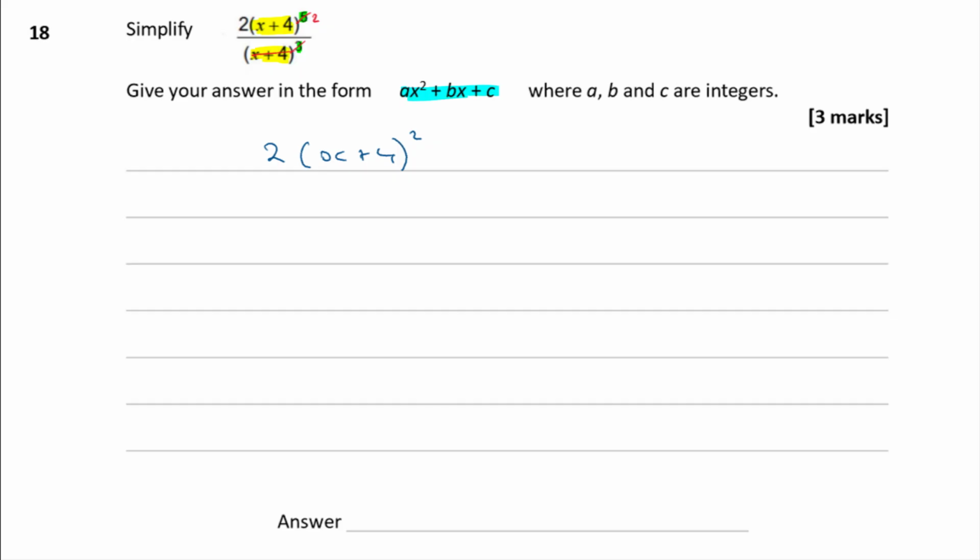So either using your identity for perfect squares, which is a plus b all squared equals a squared plus 2ab plus b squared, which you can use to quickly multiply out brackets like this. So in other words, we take whatever's at the front squared, so this is going to be x squared. Whatever's at the back appears as a square at the back, so I'm going to get a plus the middle term plus 4 squared at the back, which, I'm just going to work out in my head, is 16.